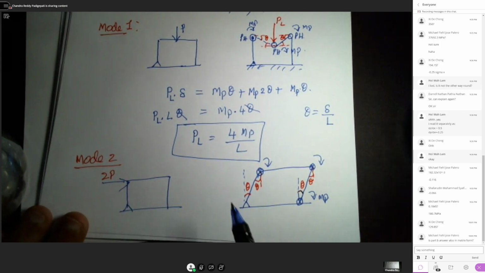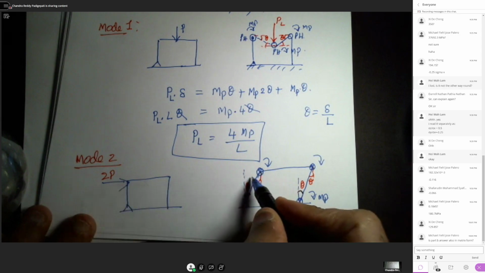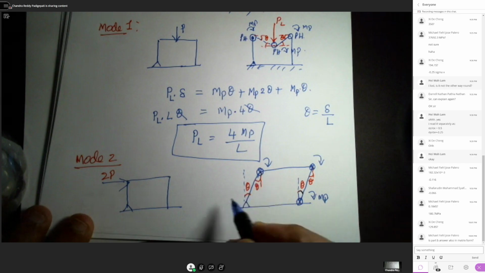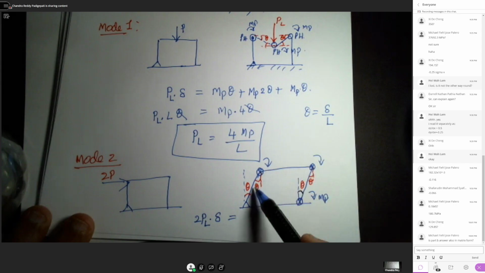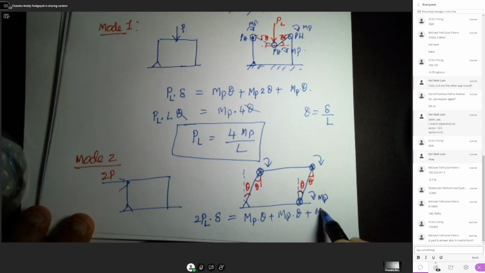In this case, we can apply the work energy theorem. Delta is the horizontal displacement. When the load becomes the plastic load, we write 2PL into delta. Now there's a plastic moment, plastic moment, plastic moment, and in all the cases the angular displacement is theta. So we can write MP into theta plus MP into theta plus MP into theta, which is 3MP into theta.